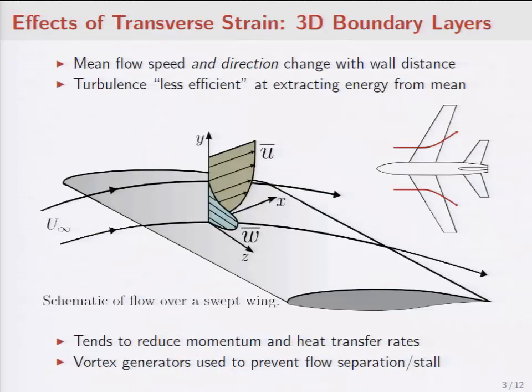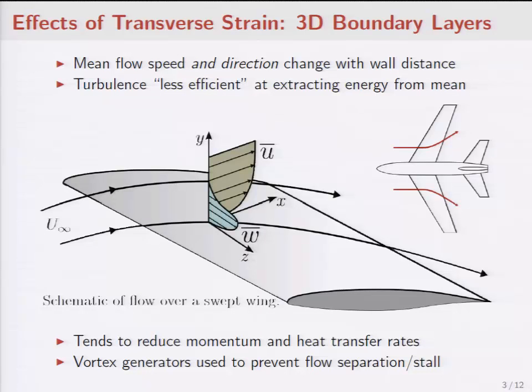Okay. And so, in the context of spanwise pressure gradients or effects of transverse strain, so just forces that are orthogonal to the mean flow direction, what happens when you do that? What happens is that the mean flow speed and direction will change with wall distance. I'm showing here a schematic of that flow going along an airfoil or wings on an airplane. You can see that you have a mean velocity that's directed nominally in the direction of the free stream velocity, but there's also a development of a transverse or spanwise velocity component that varies with height.